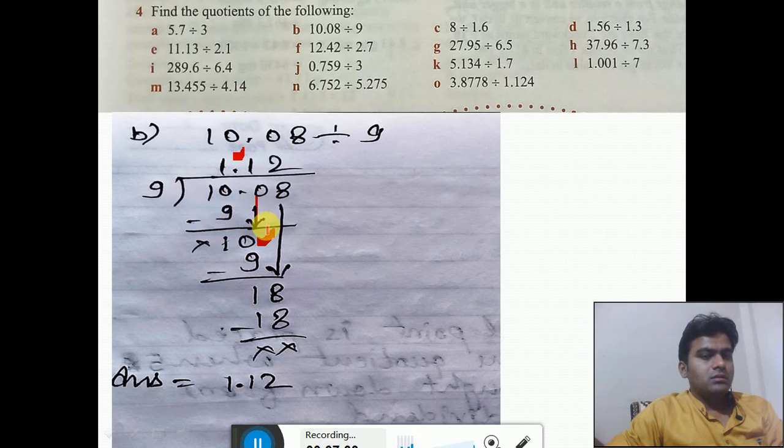Now we can read the table of 9 only one time. So 9 1s are 9. Now subtract, you will get 1. Now bring down the next number, it becomes 18. Then 9 2s are 18. Now the remainder is 0. So our answer is 1.12.